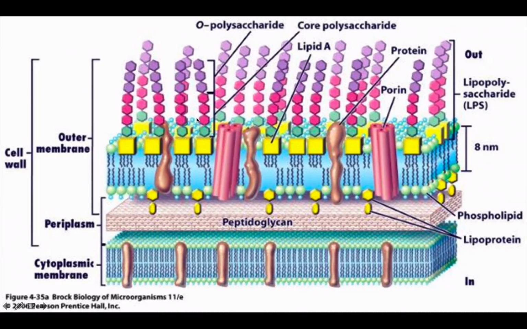And then moving into the outer membrane, you have the core polysaccharides right here. And then branching off the core, or moving to the outermost part of the outer membrane, are the O polysaccharides.